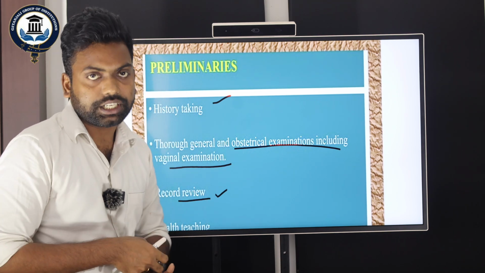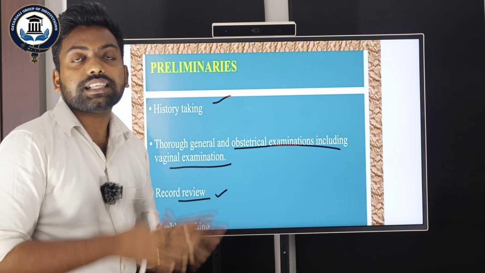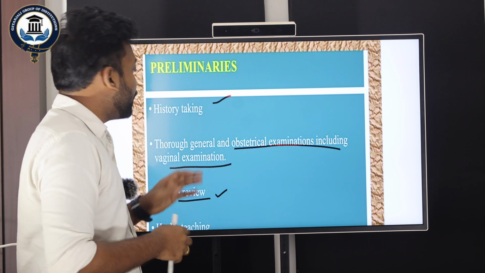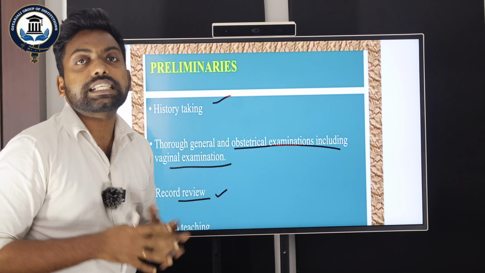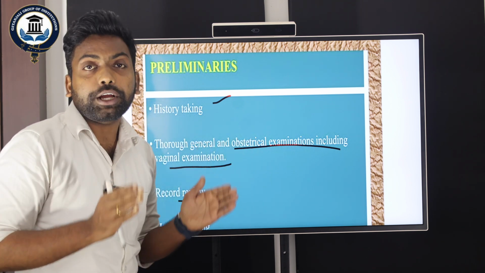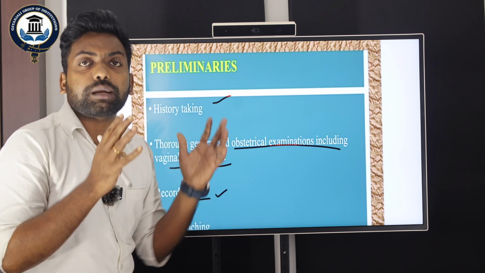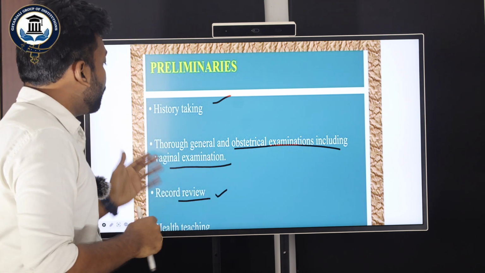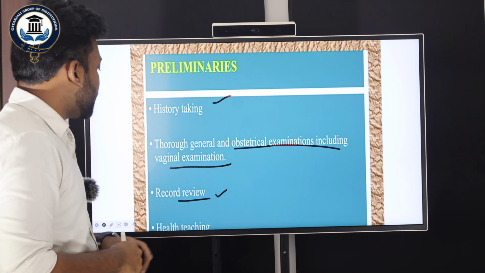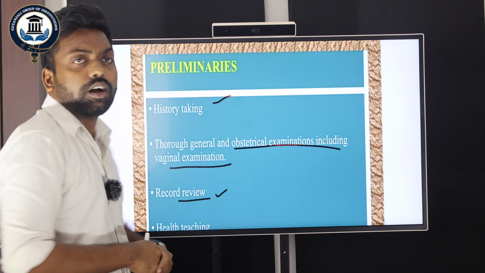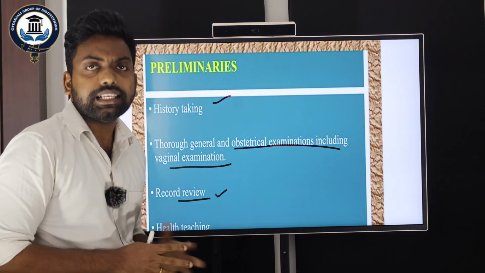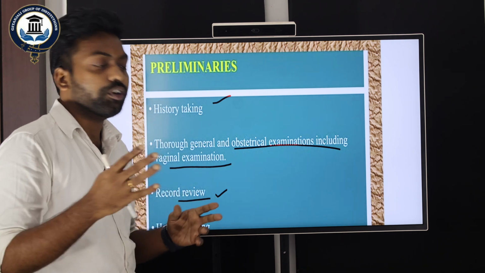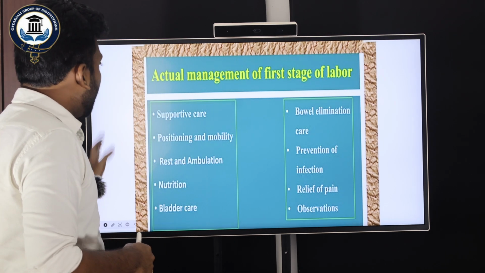The first one is history collection. The second one is assessment, in the sense, examination. Most probably we must go for obstetrical examination, including vaginal examination. Vaginal examination is very important to find out rupture of the membranes. If the rupture has happened, we are able to find the discharges. For that purpose only we go for vaginal examination. And the next one is recording and review. Past medical history, past obstetrical history, everything we must review before going to the delivery. That is the preliminary assessment.